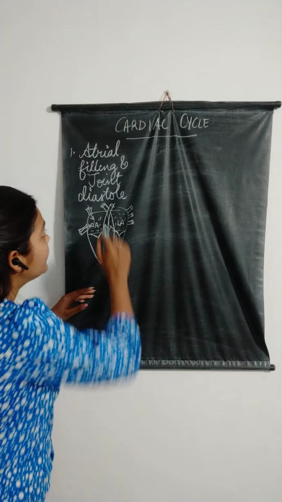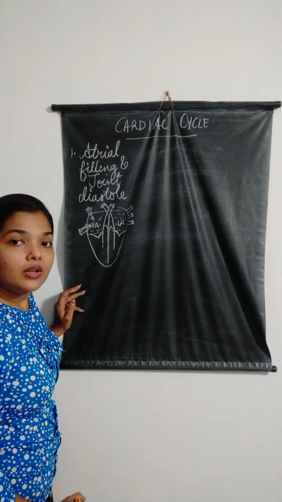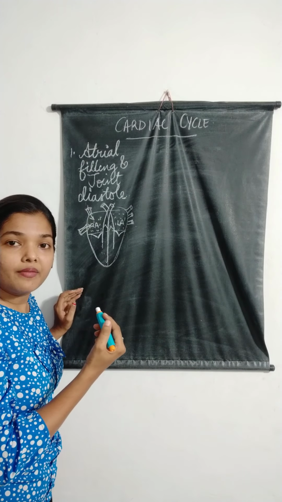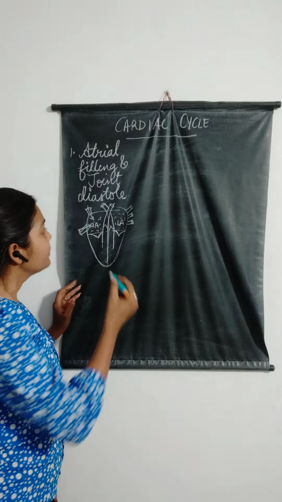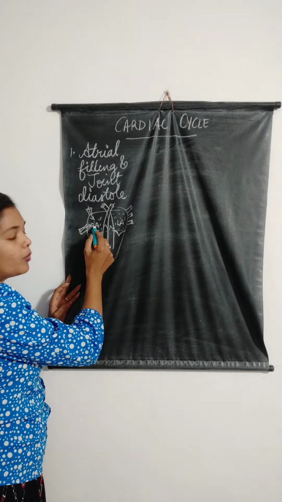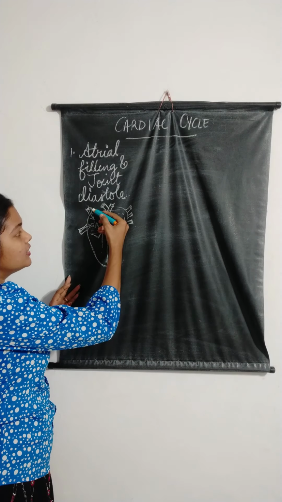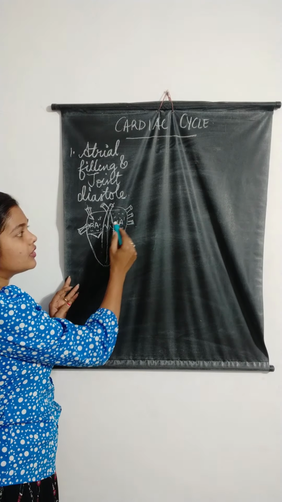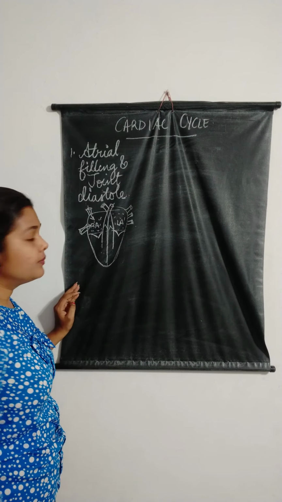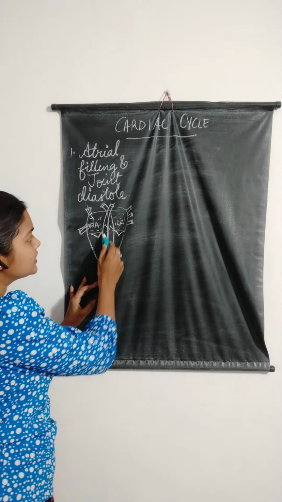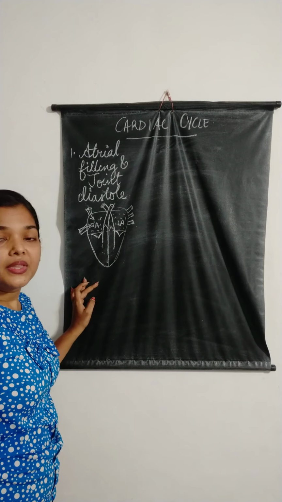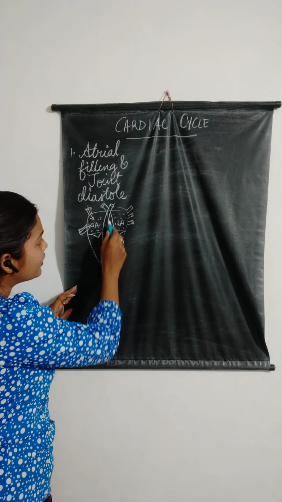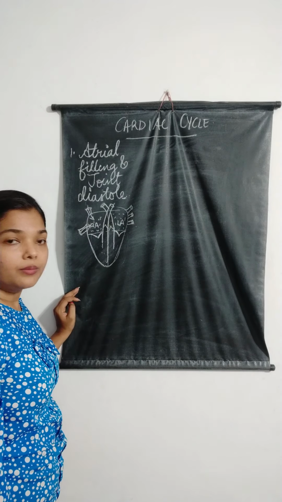Now, atrial filling. You might be aware of the different blood vessels; last time we had learned about them. The blood vessels opening into the right atrium are the superior and inferior vena cava. Opening into the left atrium is the pulmonary vein. The one which arises from the right ventricle is the pulmonary artery, and the one which arises from the left ventricle is the aorta.